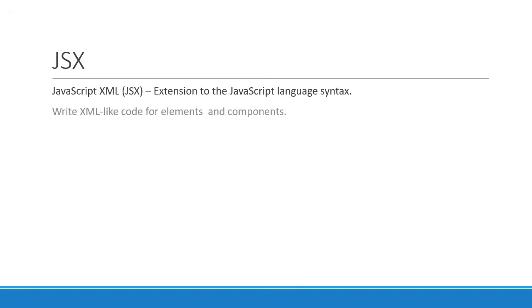Alright, let's begin. JavaScript XML or JSX is an extension to the JavaScript language syntax. With the React library, it's an extension to write XML-like code for elements and components. And just like XML, JSX tags have a tag name, attributes, and children.